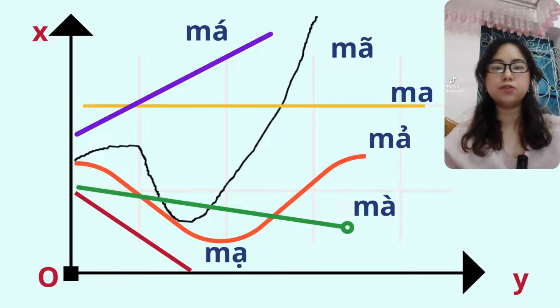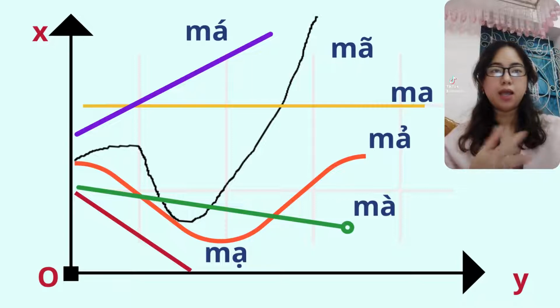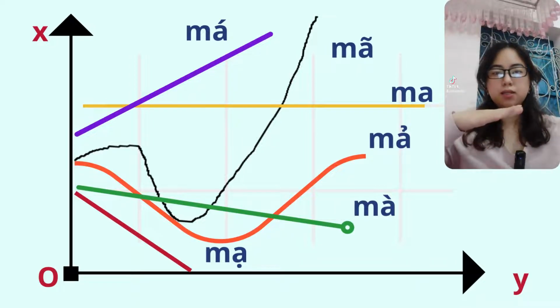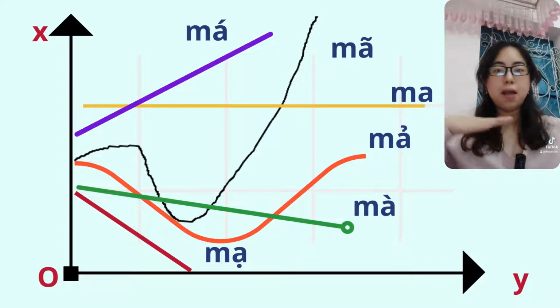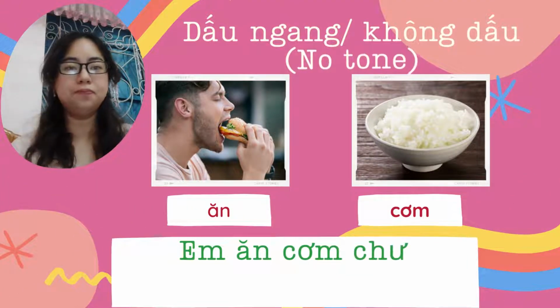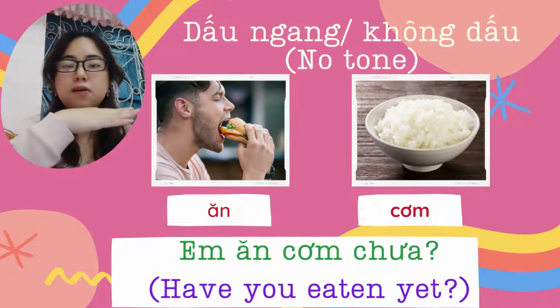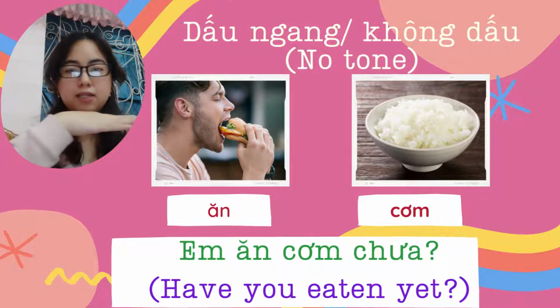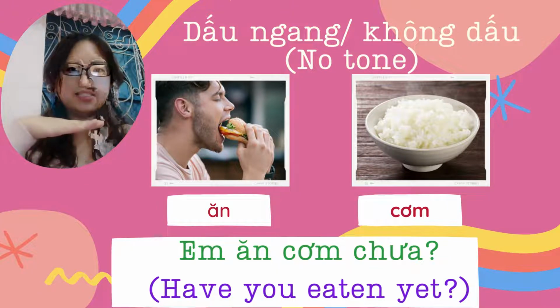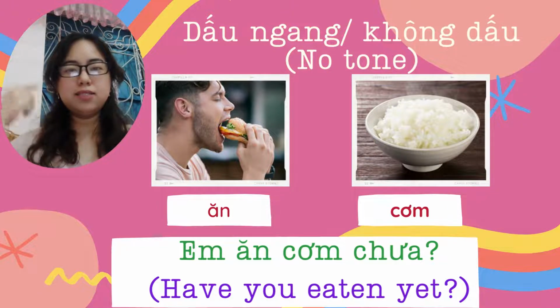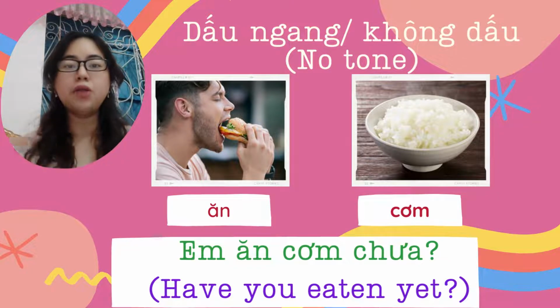Right. Now, the first tone is không dấu. Here, look at the diagram. I have the word ma. That means you see the yellow line. Listen to me. Ma, ma, ma. When you pronounce this tone, you should keep your voice high and flat. Ma, all right? Now we come to the example. I have an example like em ăn cơm trưa. Em ăn cơm trưa. Here my voice is flat and high. Just imagine it's like you say no in English. No, no.